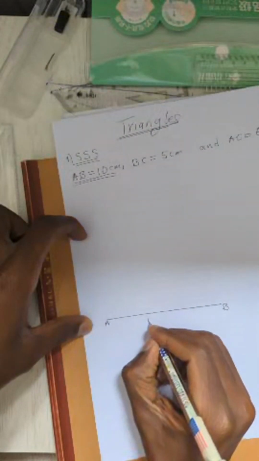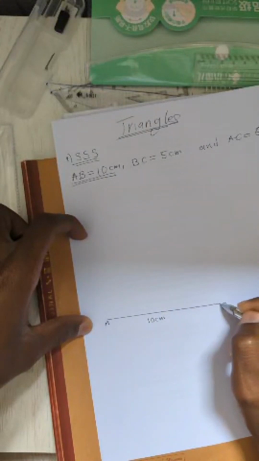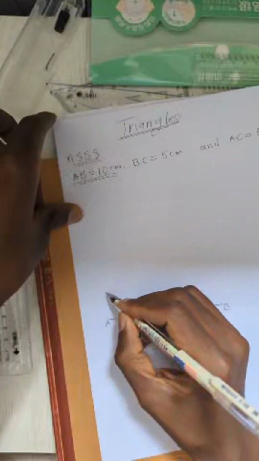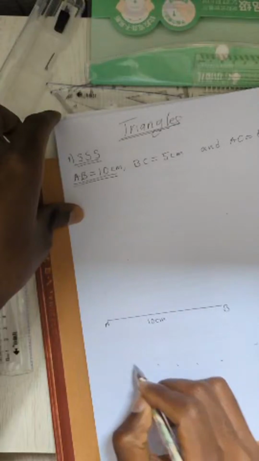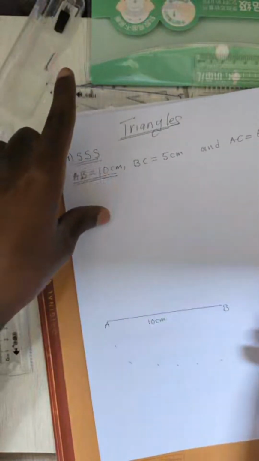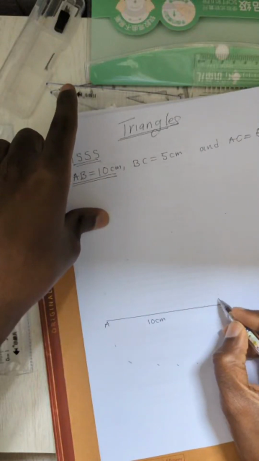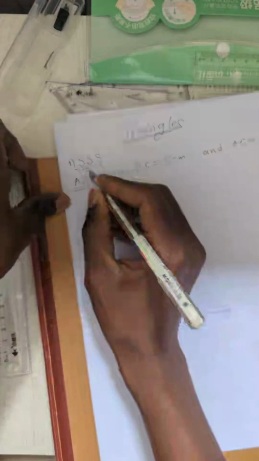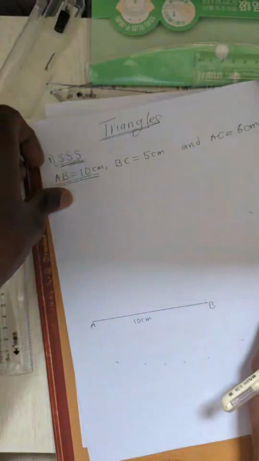By the way, label your line. So this is 10 centimeters, right? So now BC is from B to C. We don't know where C is. C can be here, C can be here, C can be anywhere. The only way we can know is if we know the angle. If we know the angle between B and C, we can measure the angle and draw a line going to C. But we haven't been given an angle, we've been given 3 sides. So what can we do?